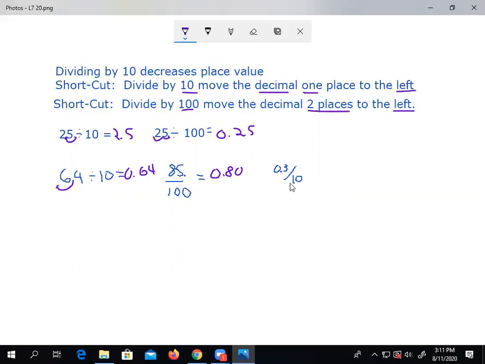0.3 divided by 10 means I'm going to move the decimal 1 place to the left. So that turns into 0.03. So I lose a place value. So it goes from the 10th place over to the 100th place. That's losing place value. So dividing by 10 is pretty straightforward. You lose 1 place. If you divide by 100, you lose 2 places. So you have to move the decimal to the left.